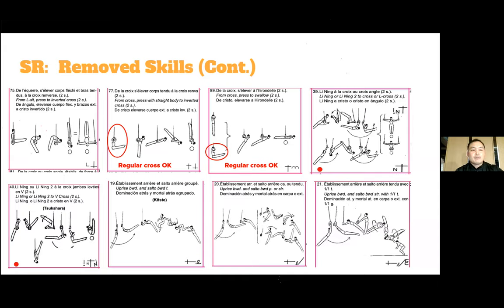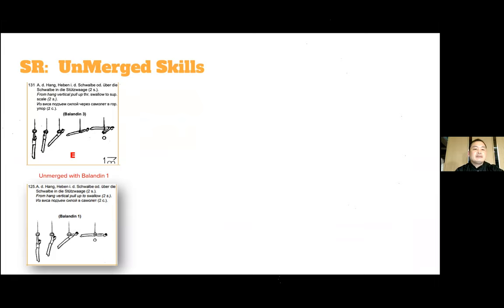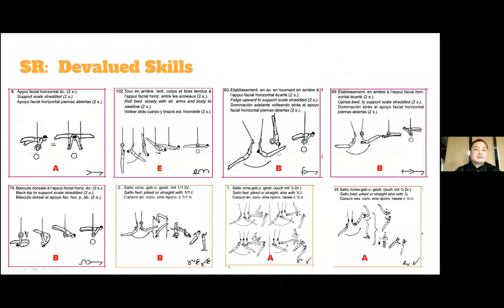Unmerged skills, Balandin 3, Balandin 1. This is a different skill. And then support scale straddle, devalued skills. Many gymnasts last time performed the backward roll backward slowly with the straight arms and body too slow. This is F value. But now, new code, this is the E value. So please take a note. Also applies backward to support scale straddle. This is the B value.